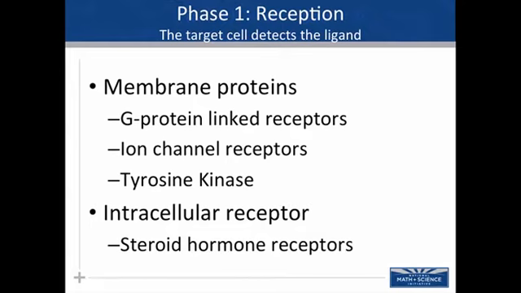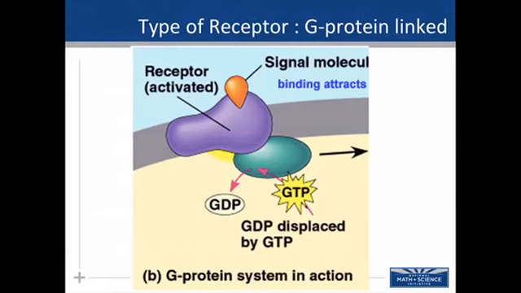So our receptors for phase 1 or part 1 of the signal transduction process can be found either on the membrane or inside the cell. So let's look at those examples of types of receptors.